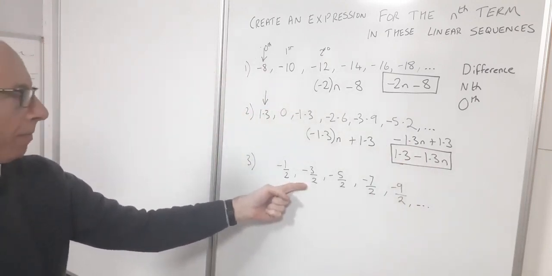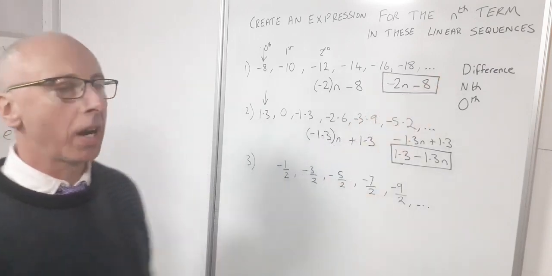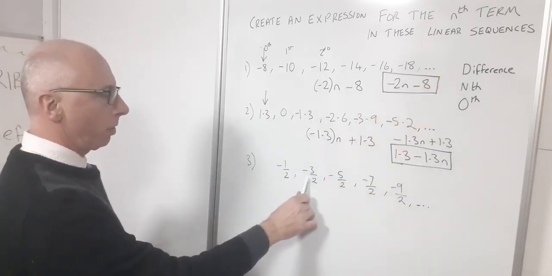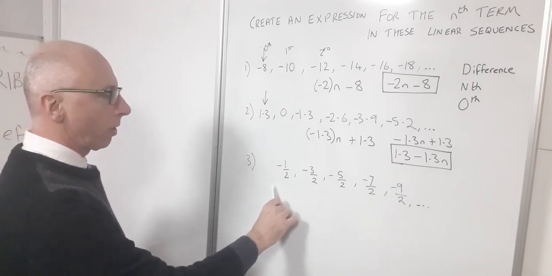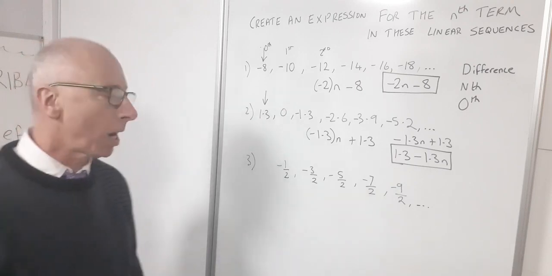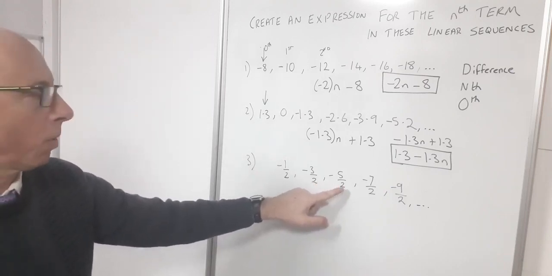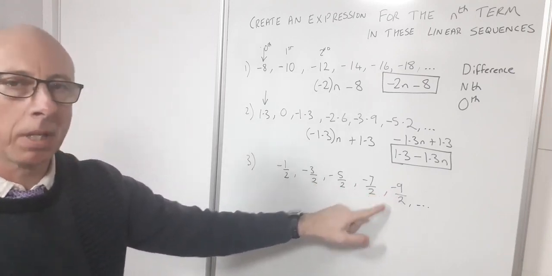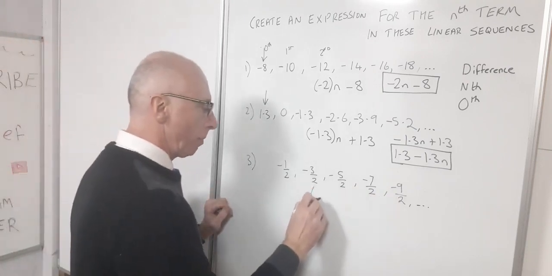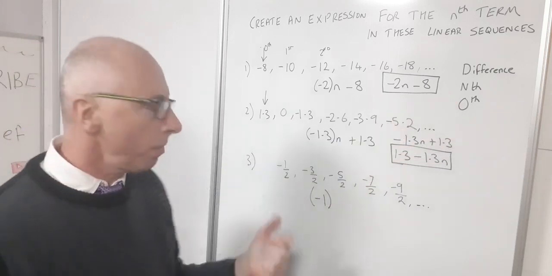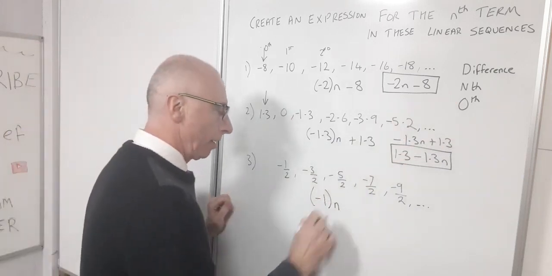What about my third one? Now, first thing I need to do is find the difference. So -1/2 to -3/2. The difference between those going in this direction will be -1. -3/2 to -5/2, that's also -1. Same here and same here. So now I'm going to write in my bracket -1. I'm looking for the nth term, so I just put an n.